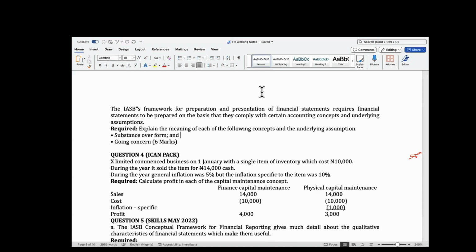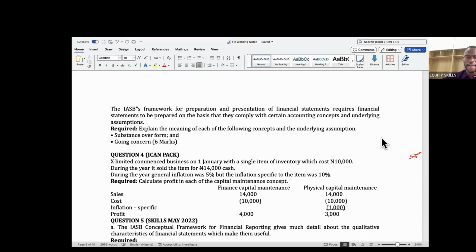Okay, good idea. Let me just throw more light on it again. As Joseph and Ako have mentioned, you need to also know that when we say substance over form, the full meaning is actually economic substance over legal form. Economic substance over legal form.